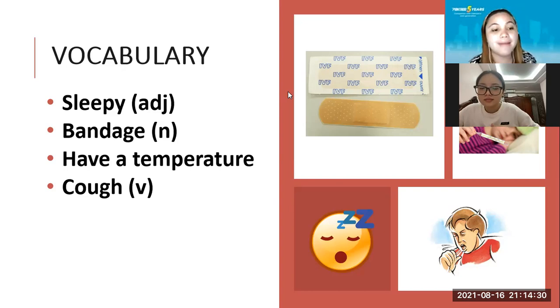Next one is bandage. What do you mean by bandage? Or what is it? Is the first picture. Yeah, that is a bandage. Well, here in the Philippines, we call it band-aid. How about in Vietnam? It's like bungalow. Yes, it's like that. Oh, okay. Well, here in the Philippines or in English, we call it band-aid.